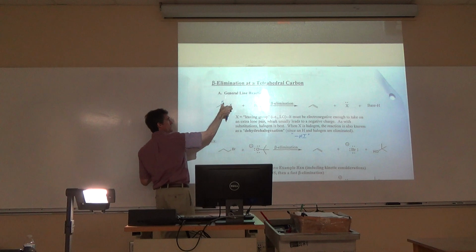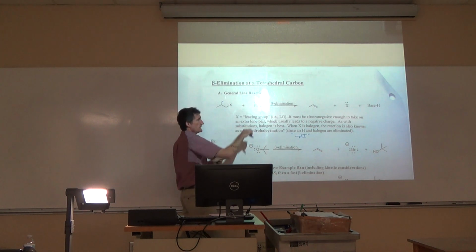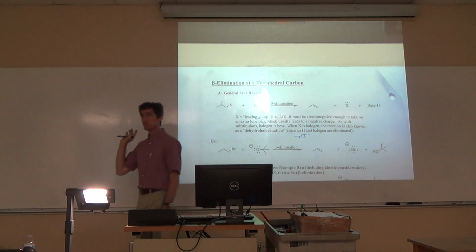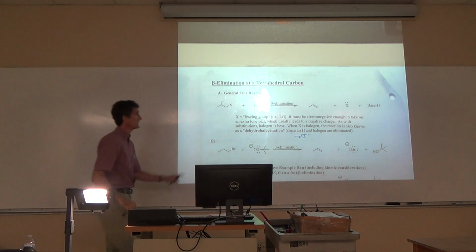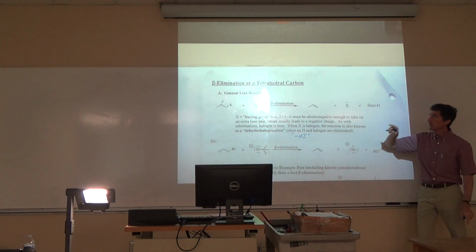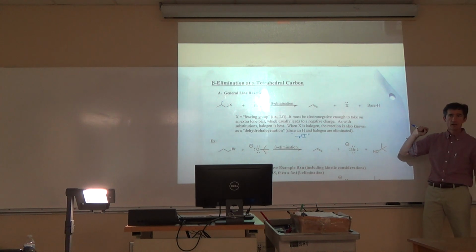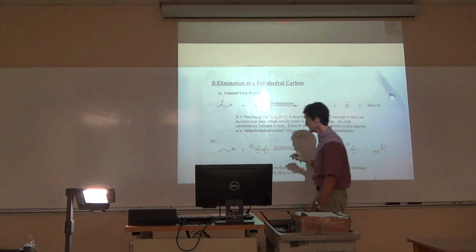What do we get if we remove an H and an X? We're going to end up with a new bond here. The X is going to leave like a leaving group. It will take the lone pair with it. But a base is what takes the H, so the base will now have the H. Let's look at a specific example.